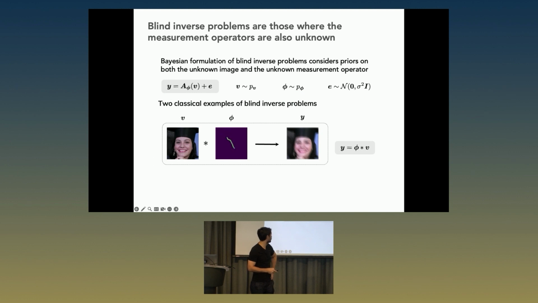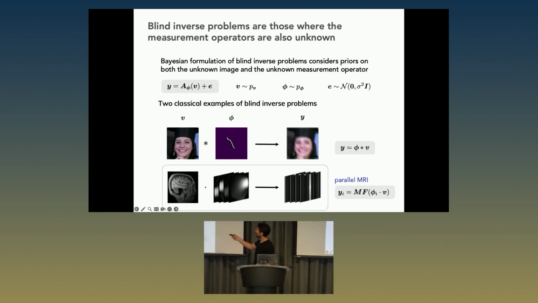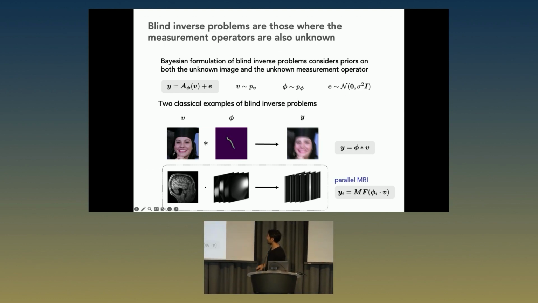And then the idea is, well, applications. So we saw the application on blind deconvolution. But in MRI, it could be the same thing, where now the unknown parameters or unknown forward model will be coil sensitivity estimates of the MRI system, right? So we have a prior on the image, and we have a prior on the coil sensitivities in parallel MRI.